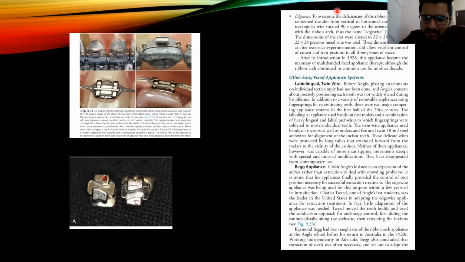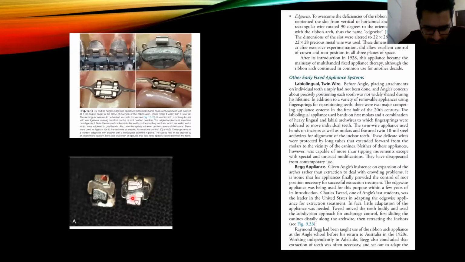Self-ligation will have a shutter that will close on its own. This does not have a shutter. This has tie-wings. This is a tip edge bracket. Yeah, Sunana, you're right. It is a tip edge bracket. Tip edge was given by whom? If I'm not wrong, it was given by Peter C. Kesling.